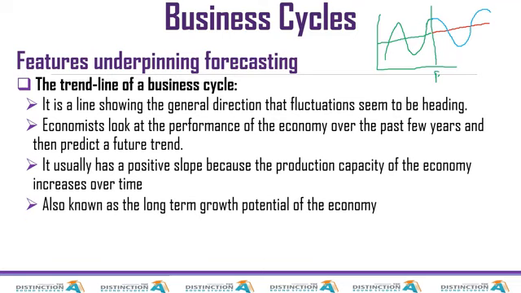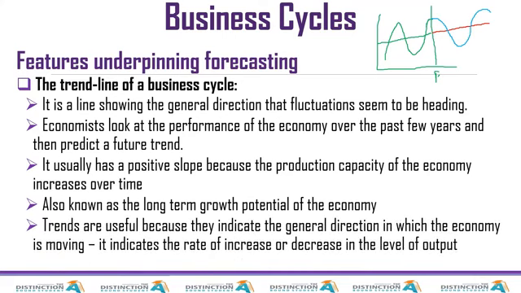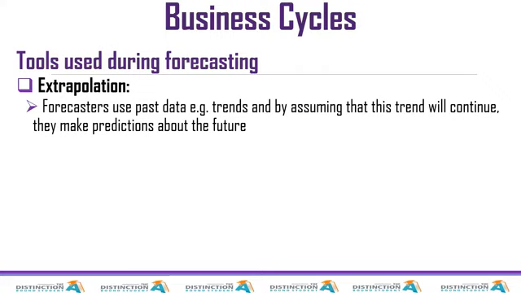So also known as the long-term growth potential of the economy, trends are useful because they indicate the general direction in which the economy is moving. It indicates the rate of increase or decrease in the level of output. Then the next one is what we have been doing all this time. We said we are in February. What is it that we used?